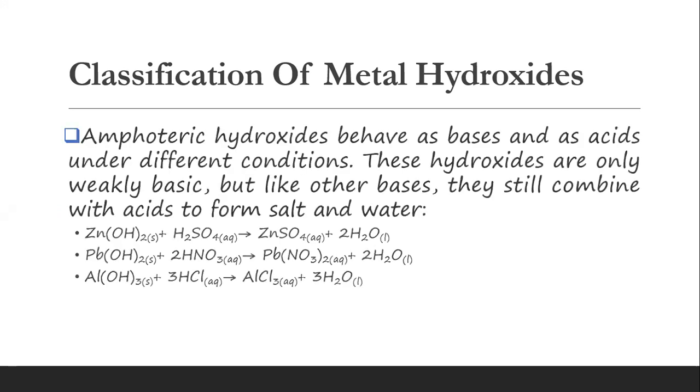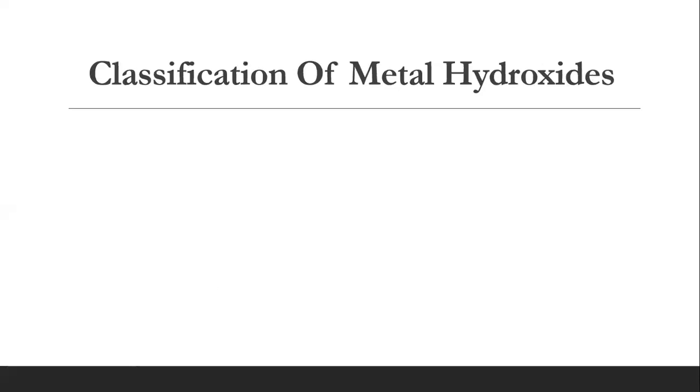Now, the amphoteric hydroxides behave as bases and as acids under different conditions. These hydroxides are only weakly basic, but like other bases, they still combine with acids to form salt and water. As you can see with these examples, zinc hydroxide plus sulfuric acid leads to zinc sulfate plus water. Also, lead hydroxide plus nitric acid leads to lead nitrate plus water. The same goes for aluminum hydroxide plus hydrochloric acid, which leads to aluminum chloride plus water. These are just examples of how these hydroxides can react.